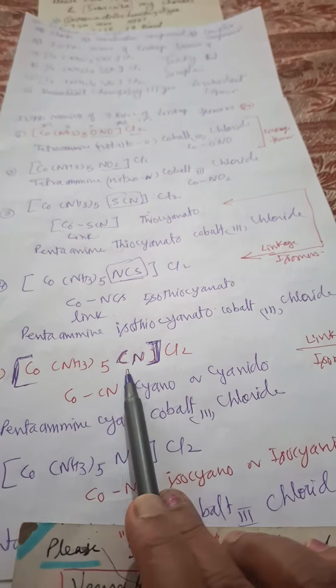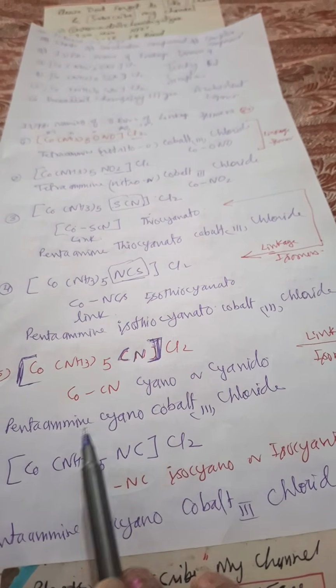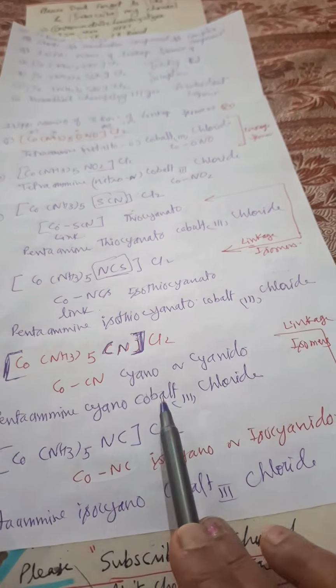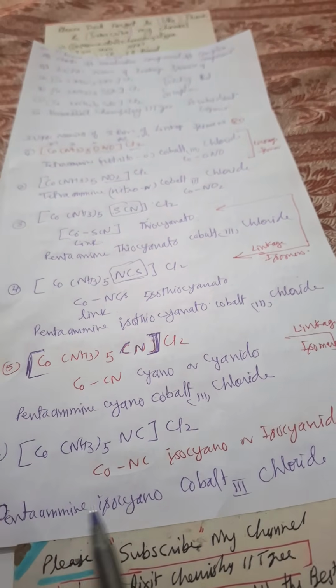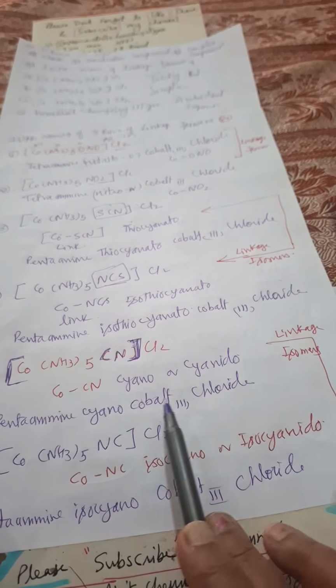Now here, CN or NC linkage is there, CoCN or CoNC linkage. Pentaammine cyano cobalt(III) chloride, pentaammine isocyano cobalt(III) chloride, or cyano or cyanido.